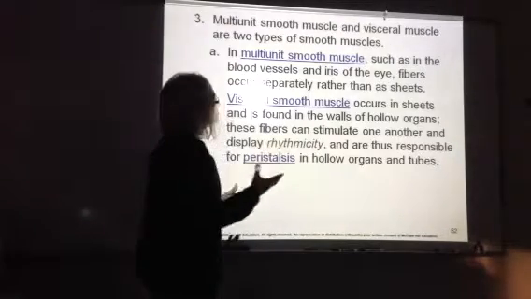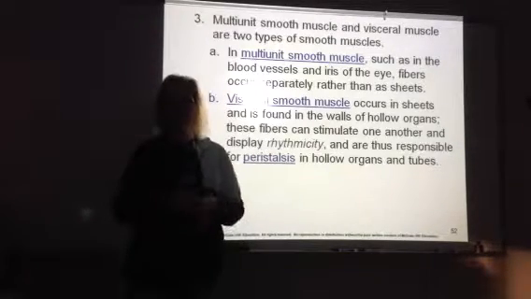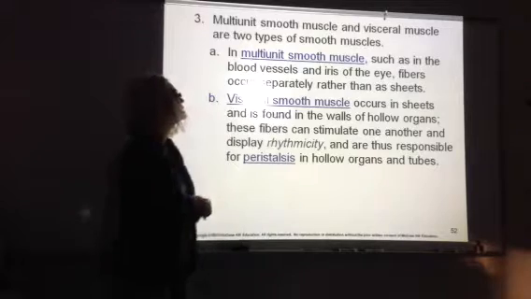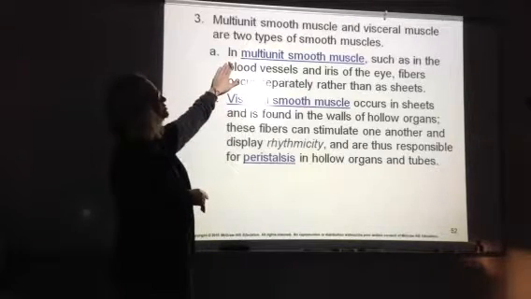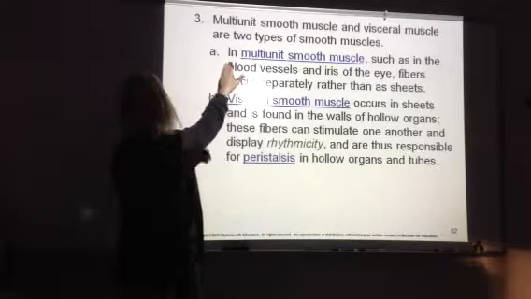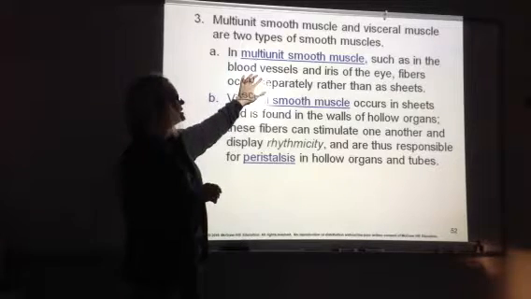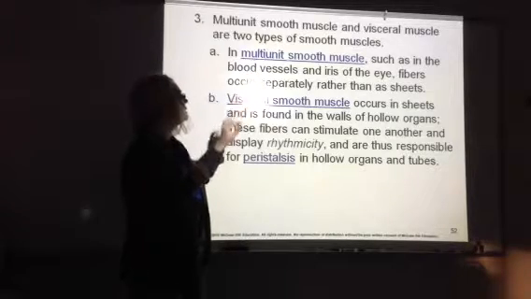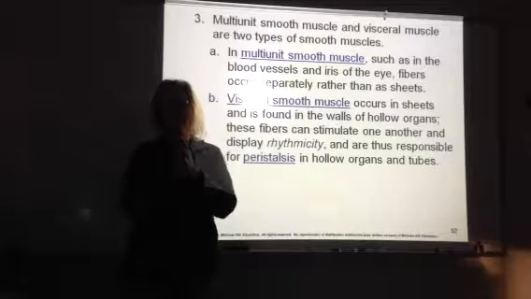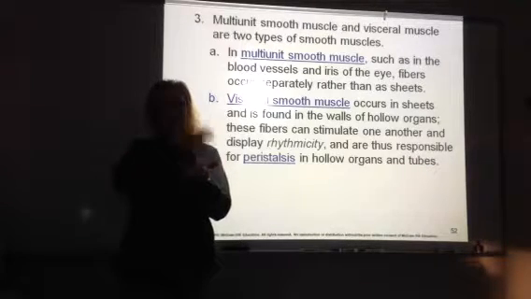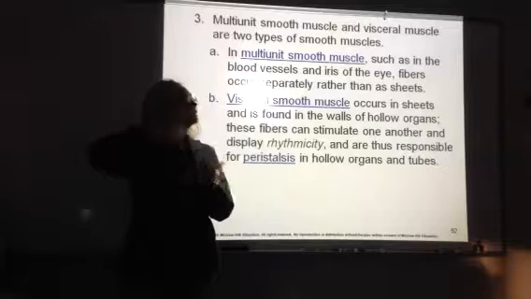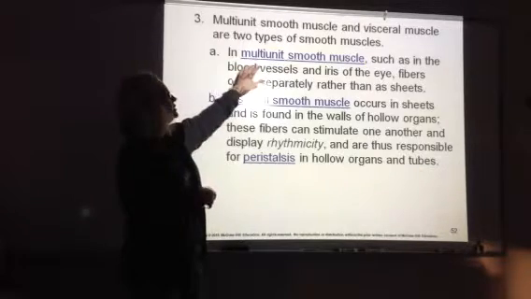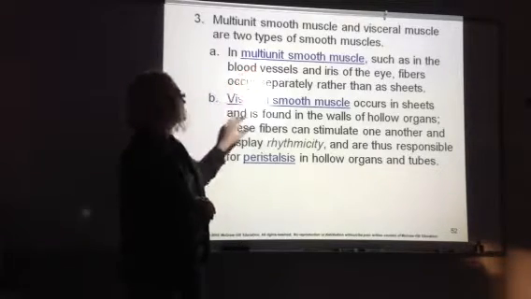Multi-unit, many unit smooth muscle, and visceral muscle are two types. In multi-unit smooth muscle, the examples here would be blood vessels and the iris of your eye that regulates the opening of your pupil. In those, the fibers occur separately rather than laid down in sheets. So they run individually. Multi-unit, many individuals.